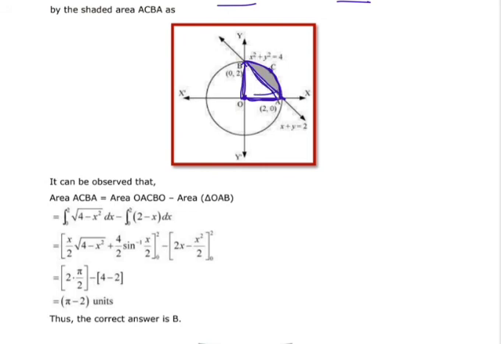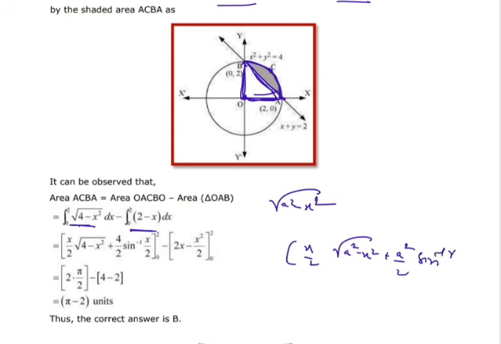So let's see. Integration 0 to 2 under root of 4 minus x square dx, and 2 minus x. Again it is in the form of under root of a square minus x square, so we already know the formula for that. The formula is x by 2 under root of a square minus x square plus a square by 2 sine inverse x by a. Similarly substitute the value here, and here also, 2x minus x square by 2, integration 0 to 2.